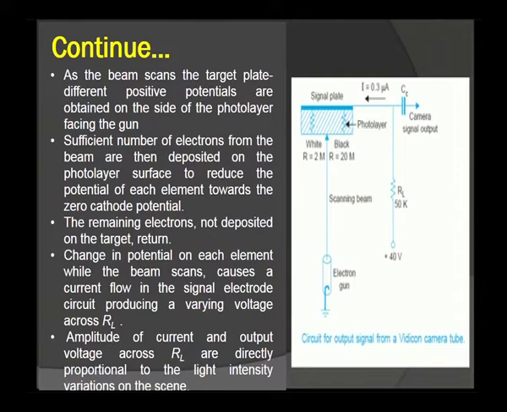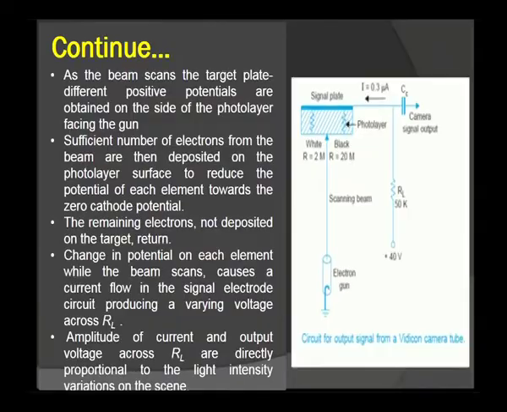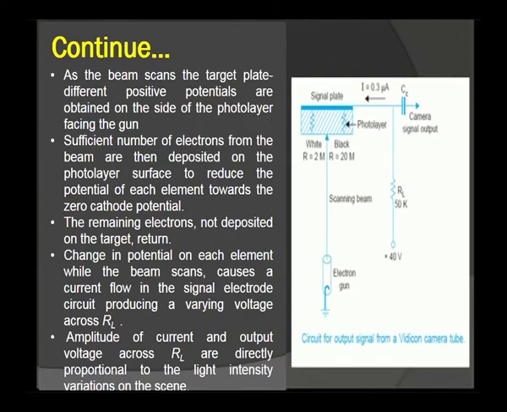As the beam scans the target plate, different positive potentials on the side of the photo layer will be obtained. So, there will be different potentials on this target plate. We have a sufficient number of electrons from the beam deposited on the photo layer surface, to reduce the potential of each element towards the zero cathode potential. Already some electrons exist, so these emitted electrons will also help in bringing this potential to zero cathode potential. Some of the electrons won't be deposited, and some will be left over. That leftover electrons will be returned back to the electron gun.